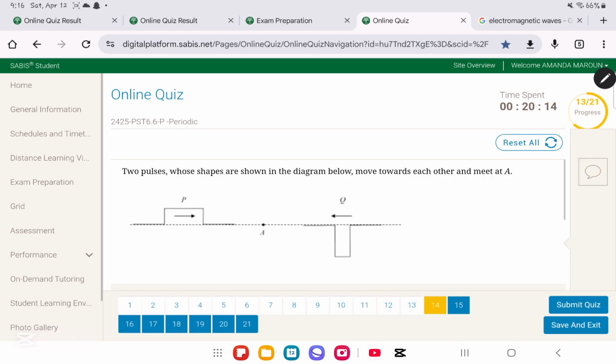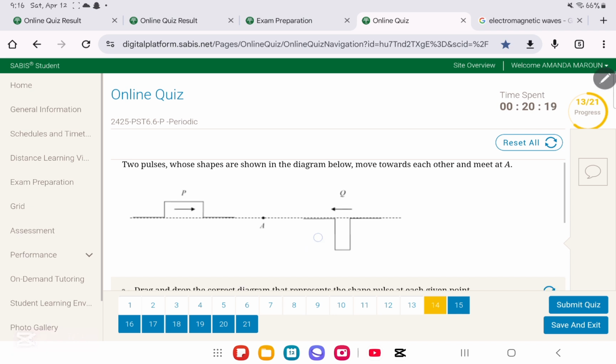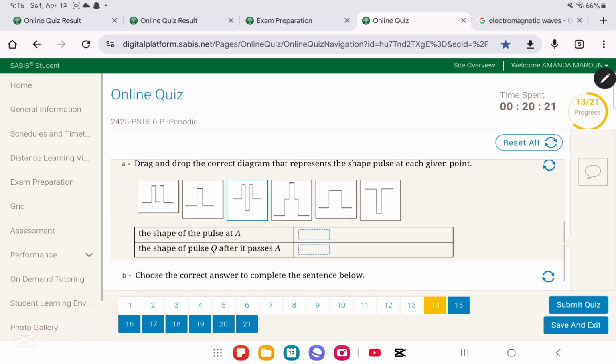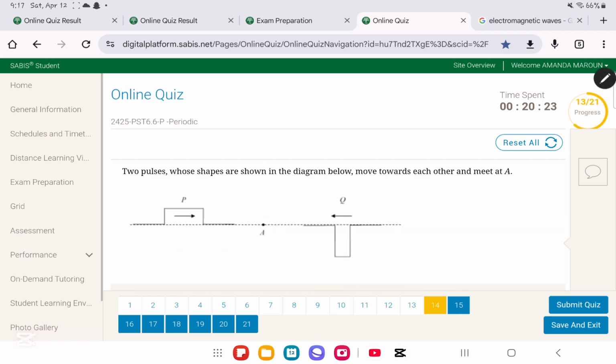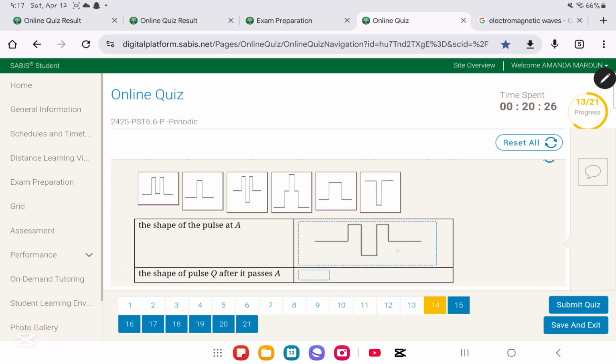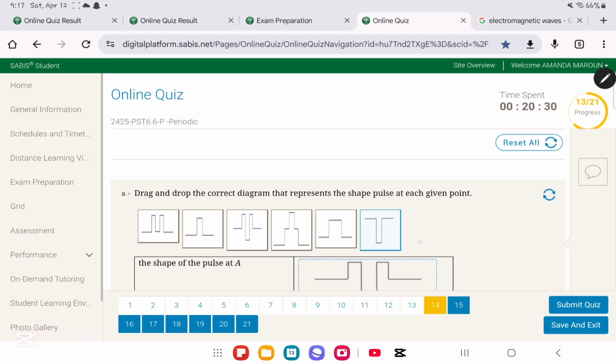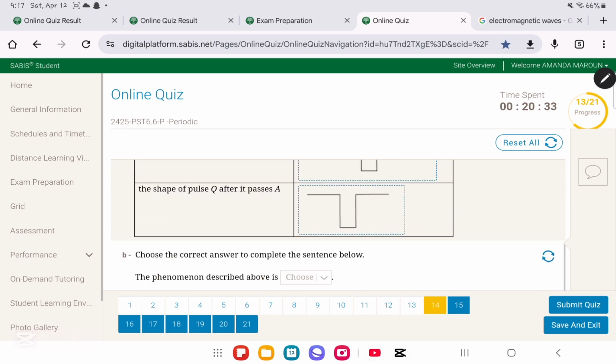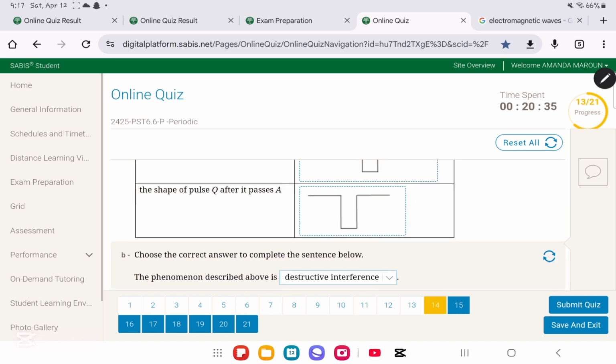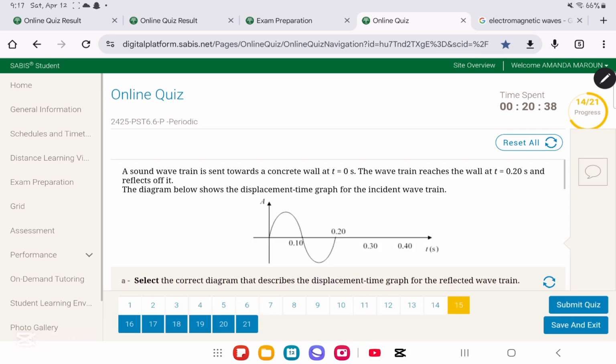In question number 14, they said 2 pulses are shown in the diagram below, moving towards each other and they meet at point A. So this is destructive interference, so they're going to leave a gap in each other in some sense. Now the shape of Q after it passes A is going to be exactly the same as it was before. So it's going to look like this. Now this phenomenon, as we said, is destructive interference. Now we move on to question number 15.